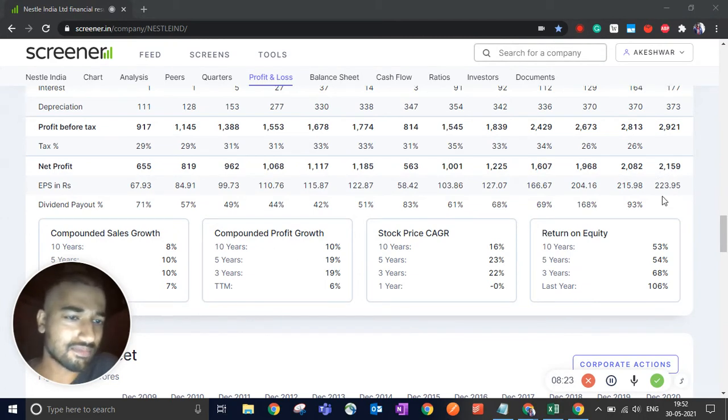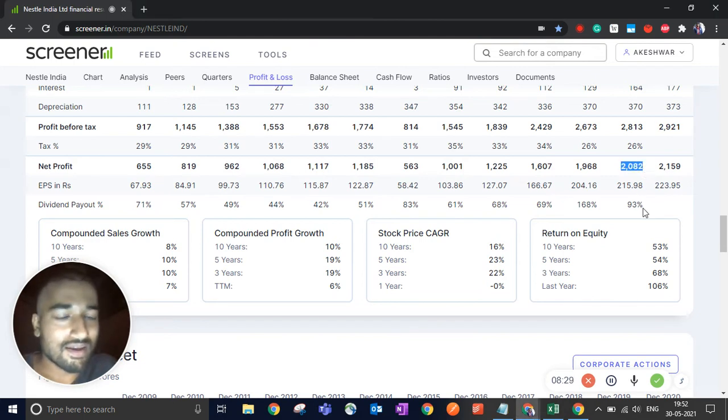2159. Here the dividend payout ratio is not given, so I'll take the example of the previous year where the profit was 2082, and about 93% of the profit was paid as dividend. So just 7% of the capital is remaining. On this 7% of capital, even if Nestle generates more than 100% of returns, 7 becomes 14. So this is not a very good kind of a growth. So always look at the dividend payout ratio.